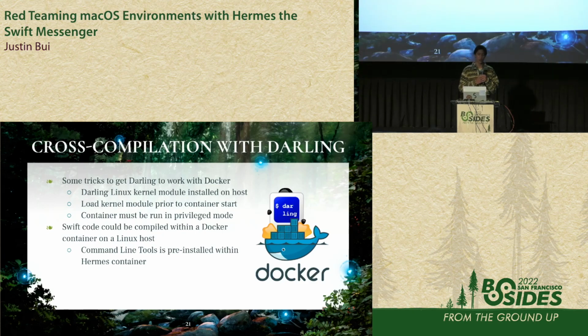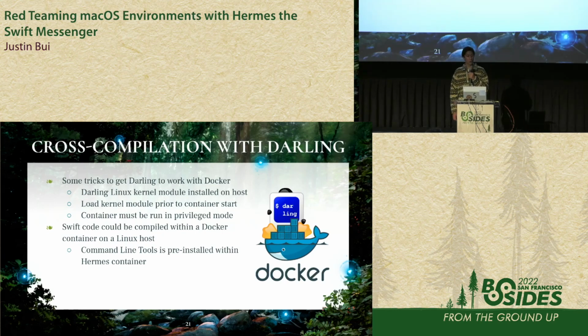First, the Darling Linux kernel module must be installed on the host and loaded prior to the container start. The reason for this is that the Darling kernel module is the core of Darling. It allows for features that would be otherwise difficult or impossible to do purely from userland. Next, the container must be run in privileged mode. This will basically allow the container to access the underlying driver on the host. With these tricks, Swift code could be compiled within a Docker container on a Linux host.